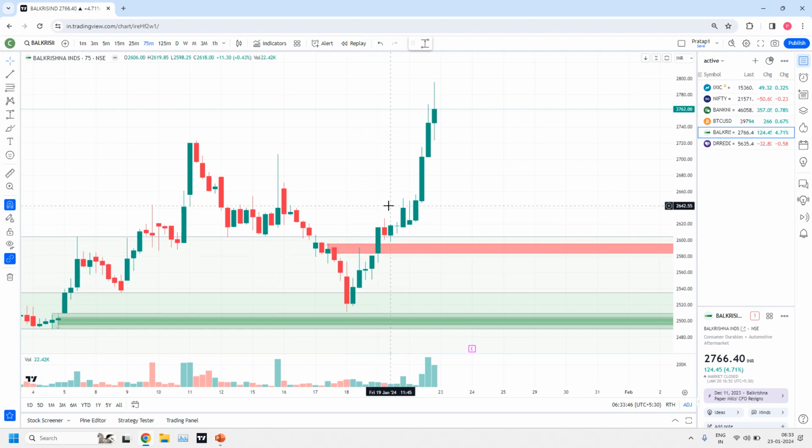And during the same day itself it reached the 75 minutes target. That day we got close to 22,000 rupees profit for one futures lot, which is equivalent to a 15.4% return on the investment. The cost of one futures lot is around 1.5 lakh rupees. So we got a 15.4% return as per the cost of one futures lot.